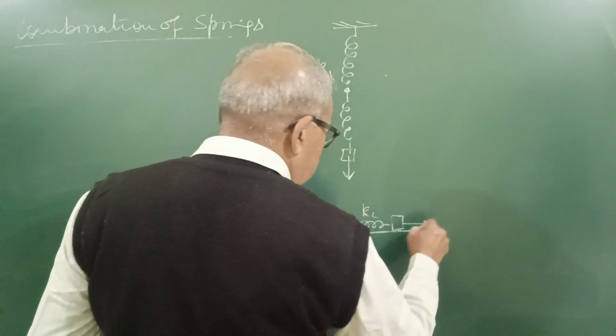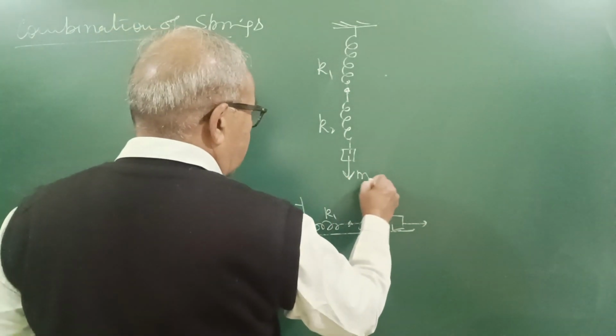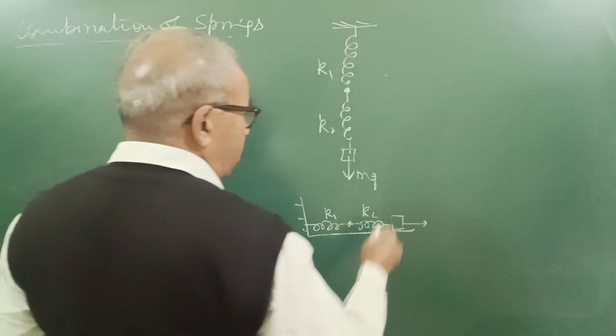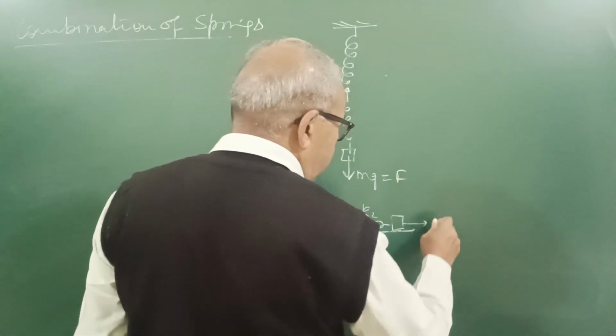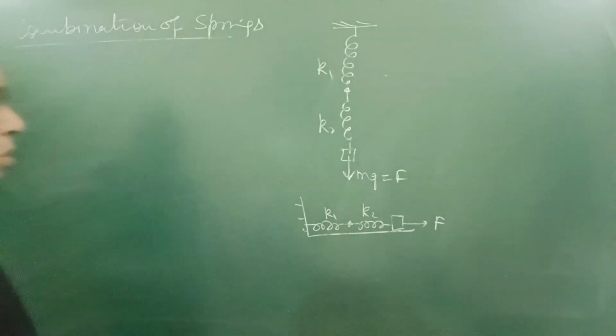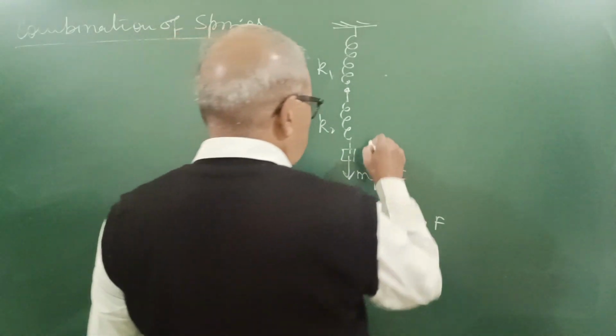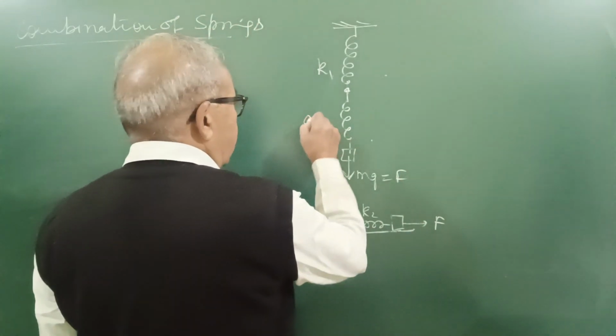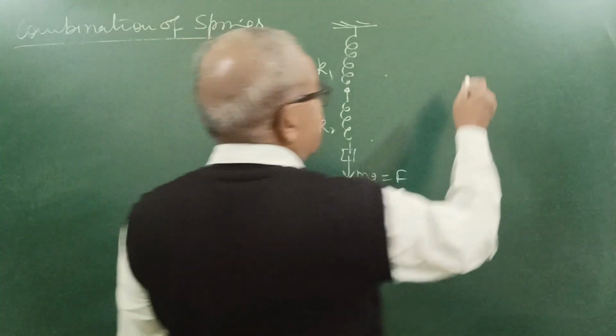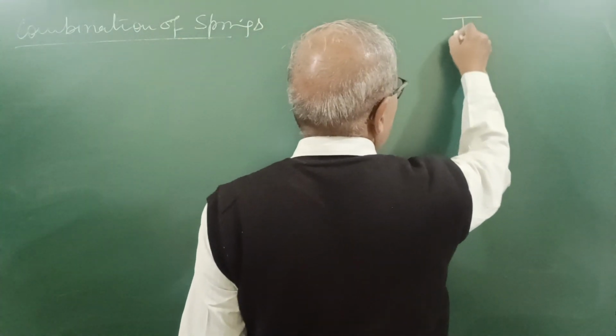So when we put this, mg is a force applied downward equal to F. So the springs will get stretched, as in figure 1. These are figure A and figure B of figure 1. Now figure 2 is like this.